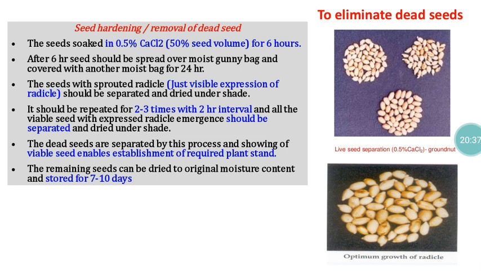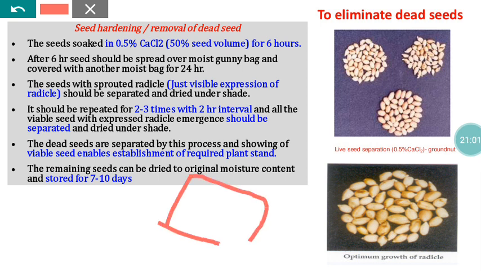In this case, what we are doing is we have to soak the seeds in 0.5% calcium chloride solution. The seed to solution ratio is 1:0.5, because this also has an adequate amount of proteins like that of the pulses. The duration of soaking is 6 hours. After soaking, the soaked seeds should be spread. Then we have to wet the candy bag with the same solution, 0.5% calcium chloride solution.